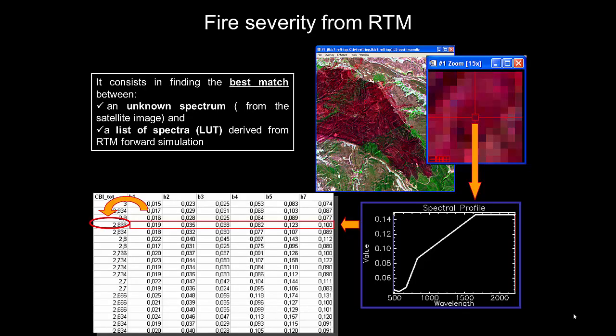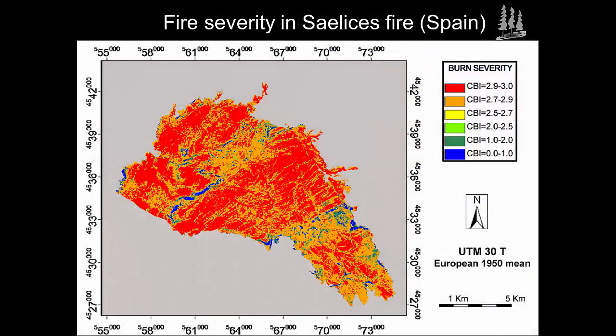Finally, the radiative transfer model was inverted. This consists in finding the best match between an unknown spectrum from a satellite image and a list of spectra that we previously derived from the radiative transfer model forward simulation. This is done using many different similarity functions. And once the most similar spectrum is found, the corresponding CBI value is the final solution to the inversion process. Doing this over all the pixels of the image, you can get a map of burn severity.